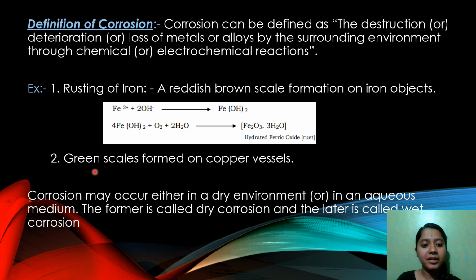The second example is green scales formed on copper vessels. These are the two examples. Corrosion may occur either in a dry environment or in an aqueous medium. The former is called dry corrosion and the latter is called wet corrosion.